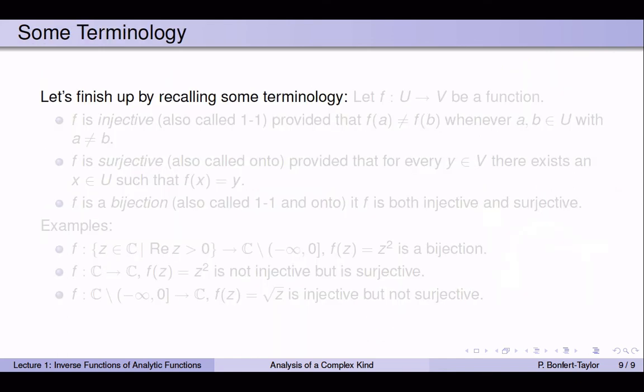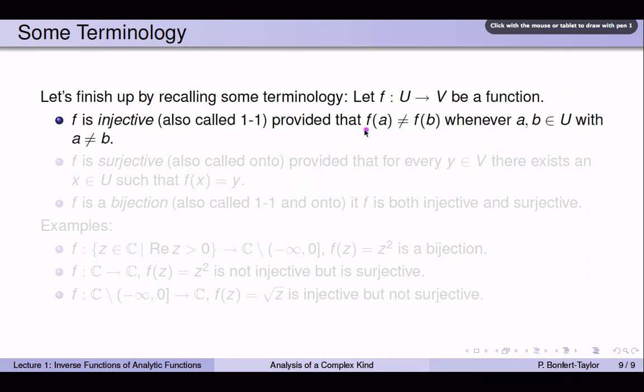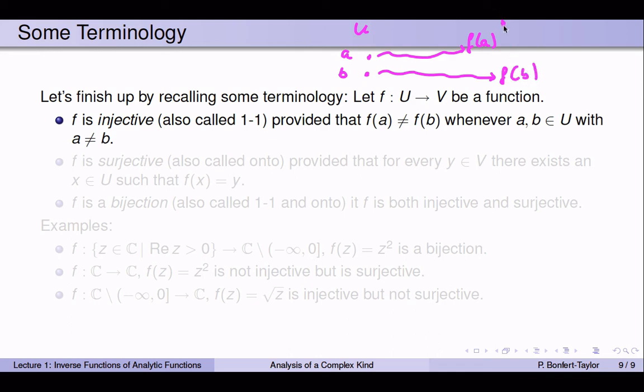Let's finish up by just remembering some terminology. Given any function f from some set u to a set v, and this doesn't have to be in the complex plane, this is general terminology. We say such a function f is injective or one-to-one, provided that whenever you start with two separate points a and b in your set u, they get mapped to separate points f of a and f of b in your set v. They cannot be mapped to the same point.